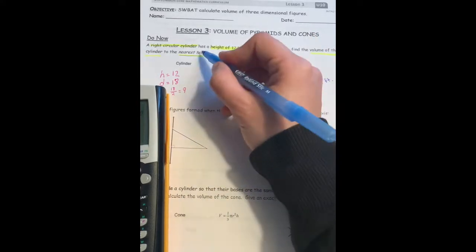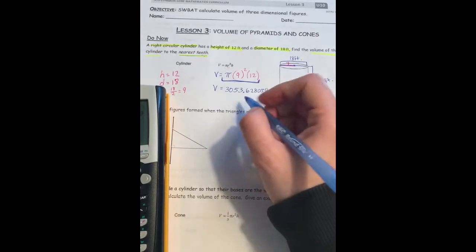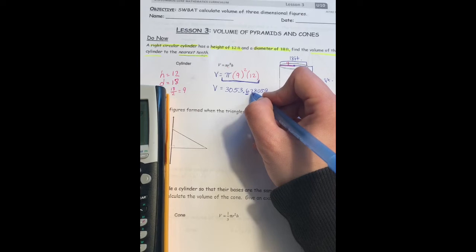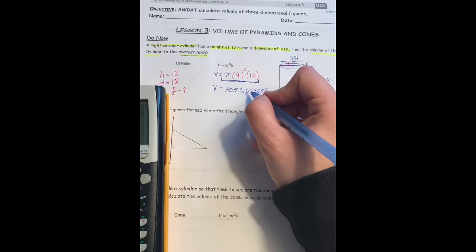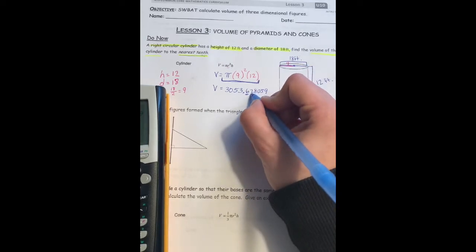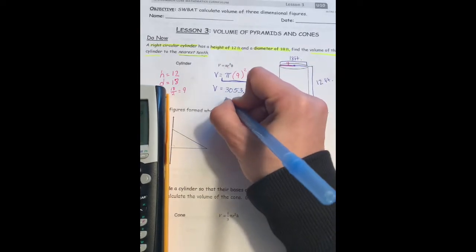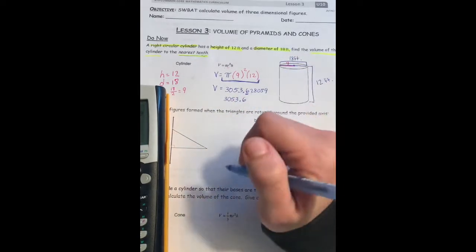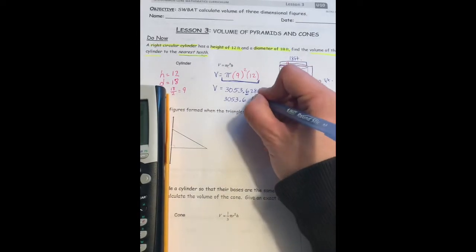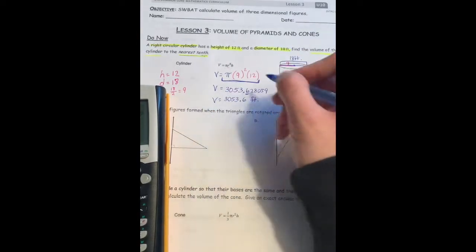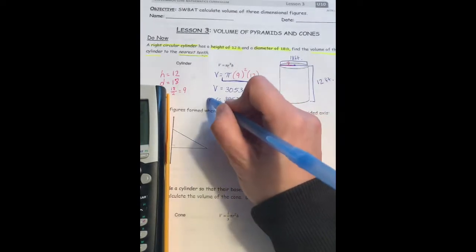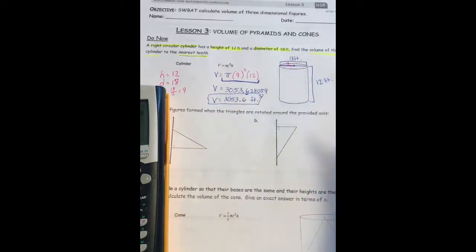3053.628059. But they want us to round to the nearest tenth. We know that the tenths place is one spot after the decimal, which is the 6. So I'm going to look at the 2 right next to it. If it's 5 or more, I'm going to raise the score. If it's 4 or less, I give it a rest. So this 2 is less than 4, so I keep the 6 the same. So 3053.6. Now, they give us feet, so I want to put feet. And whenever we're talking about volume, we want to do the units cubed. So feet cubed. This would be my final answer for the do now.